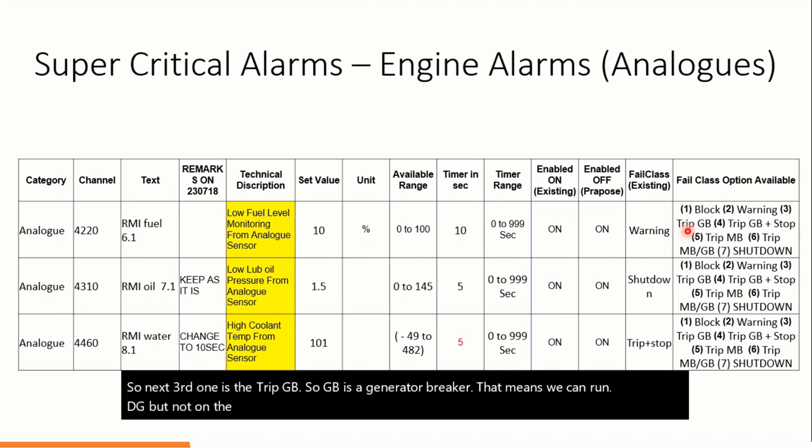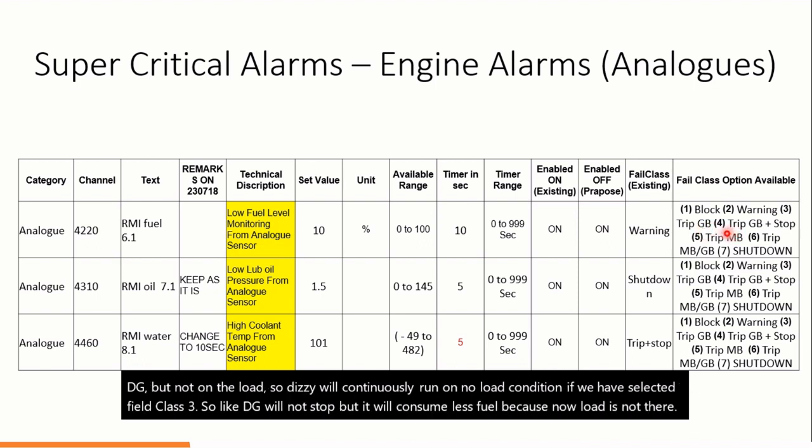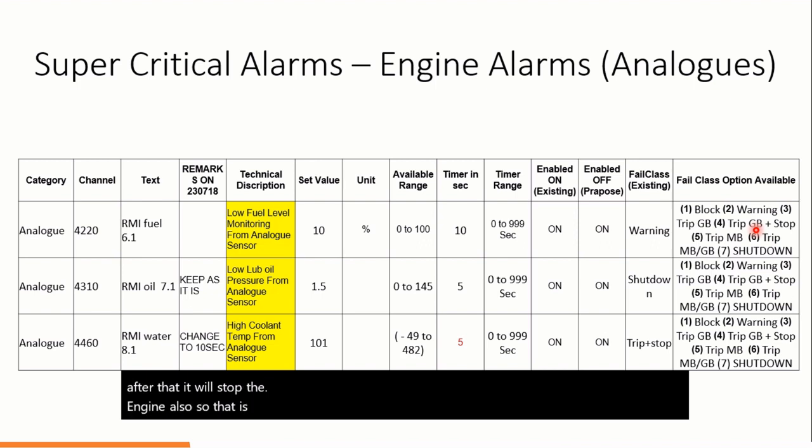So DG will continuously run on no load condition if we have selected fail class 3. DG will not stop, but it will consume less fuel because now the load is not there. Fourth option is trip generator breaker plus stop. That means it will trip the generator breaker and after that it will stop the engine also.